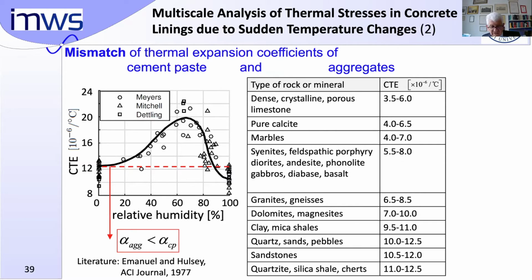the cement base and aggregate. The table here shows different values of the thermal expansion coefficients for different types of rock and minerals. The figure shows the thermal expansion coefficient as a function of the relative humidity, both for the aggregates, the red dashed line, practically independent of the relative humidity, but the situation is strikingly different for the cement base. We see a strong dependence on the relative humidity.